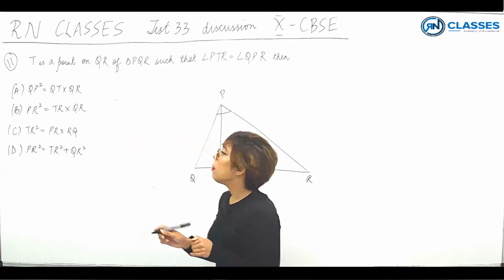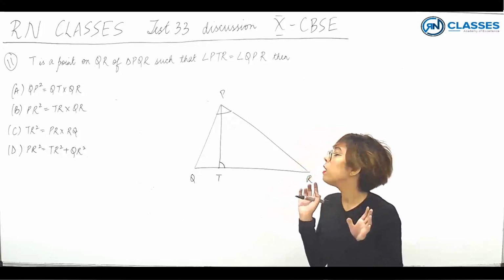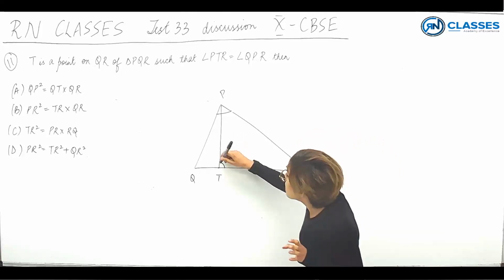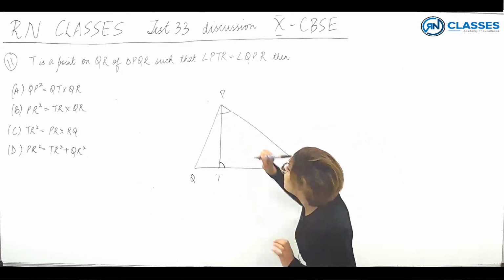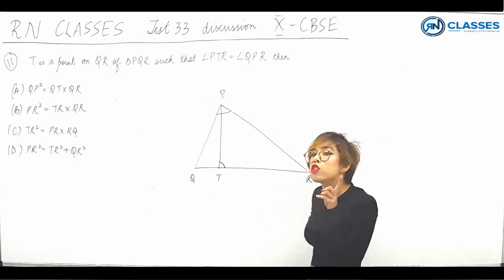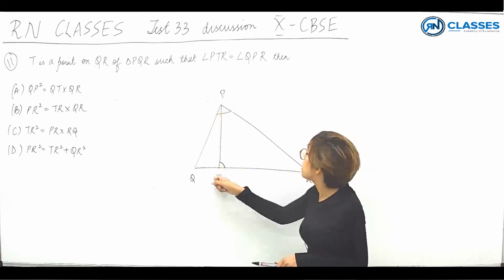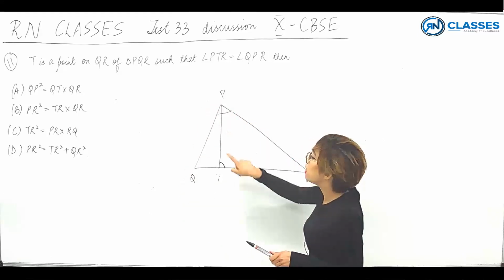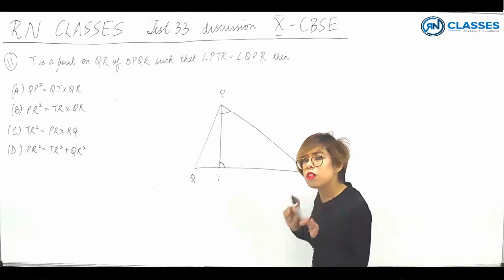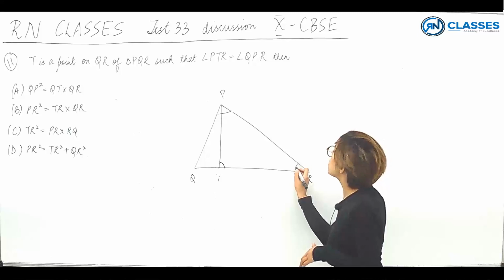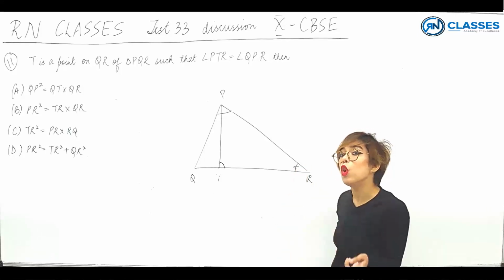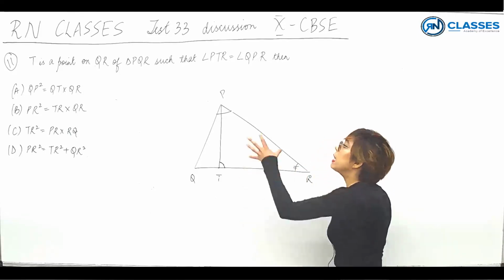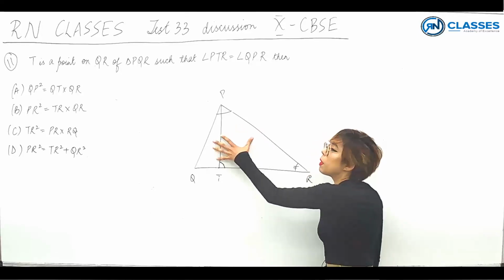Definitely similarity might be getting involved. Right? Now let me see. This angle is equal to this angle. Definitely it seems like I should consider these two triangles, PTR and QPR, because this angle is equal to this angle. Also, if you look carefully, this angle is a common one. Two corresponding angles are equal. Definitely this triangle is similar to the big one.